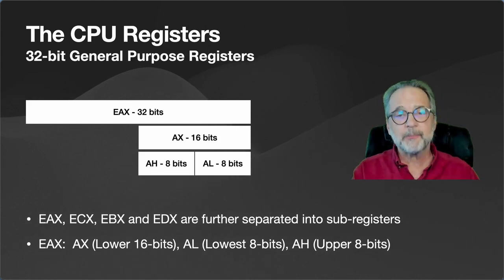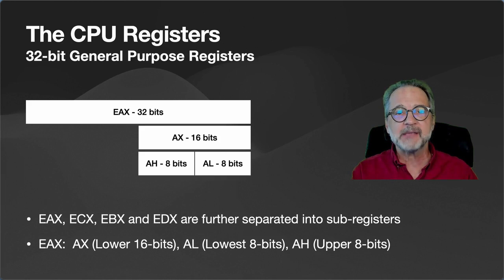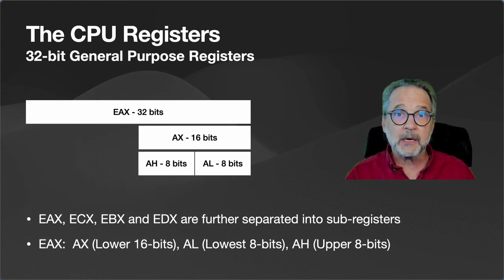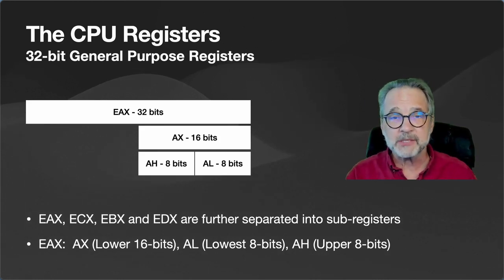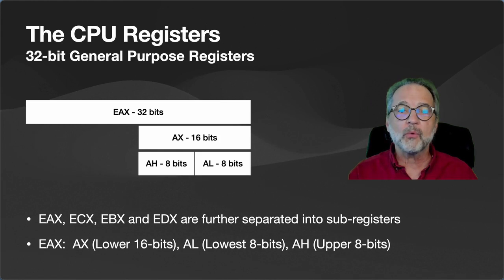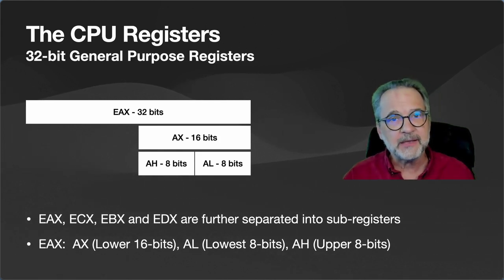Now, these are not separate registers. They're part of the same bucket of data, but it's subdivided. So, for instance, if I wanted to put a character into EAX, and I'm only dealing with 8 bits, which happens a lot with strings and C strings, you just put it in AL or AH. You don't worry about putting it into all of EAX.